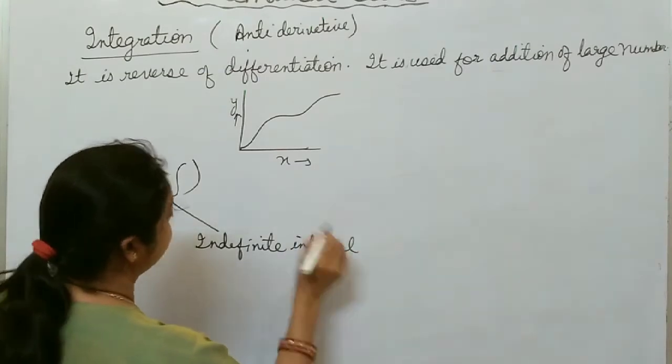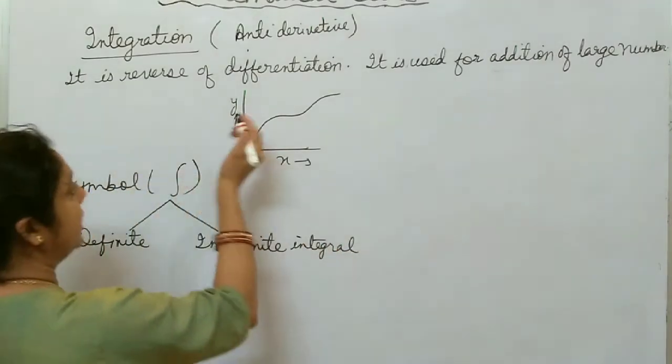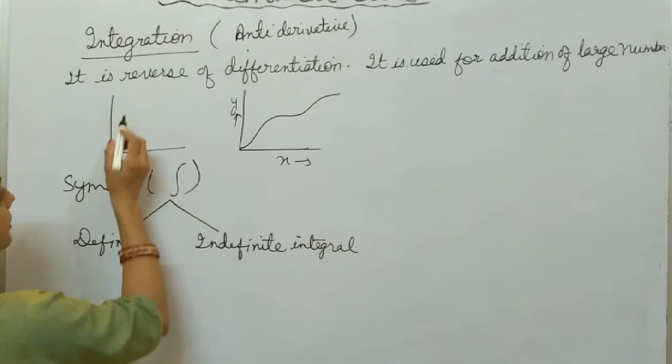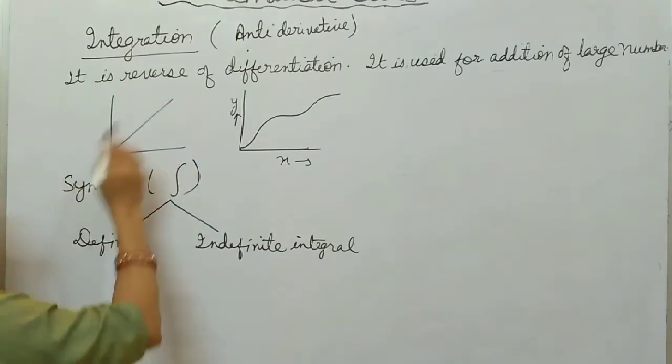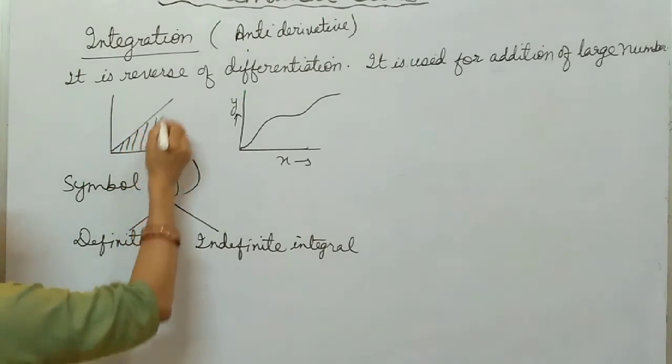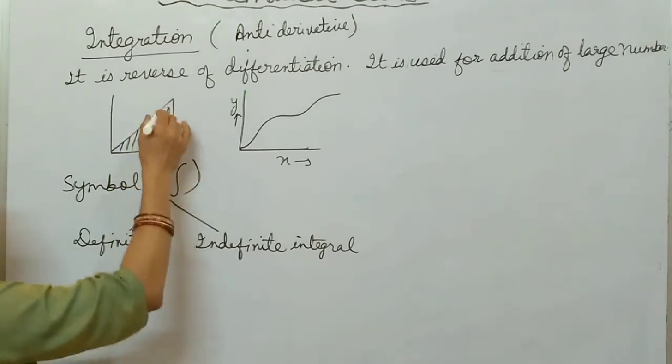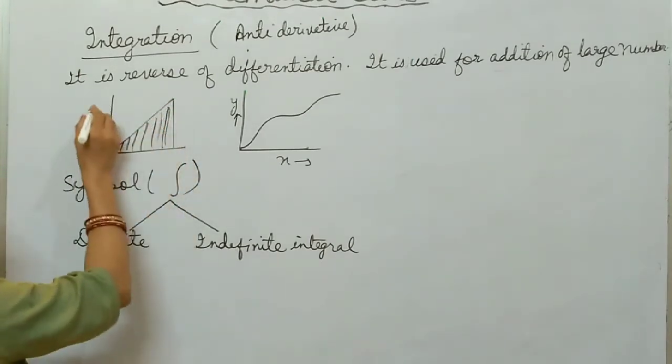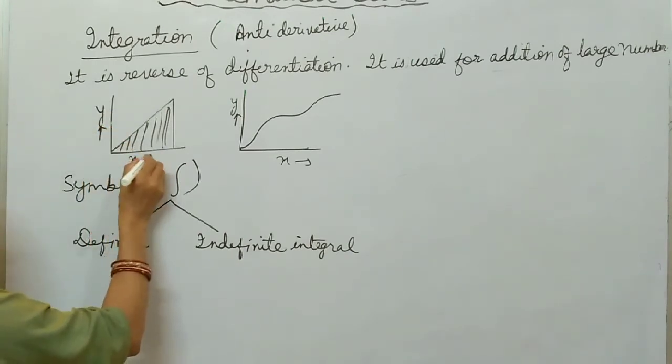So what is this integration? First, suppose it is uniform motion, the graph is like this one. You can easily calculate the area under this graph. This is a straight line, so you just take the area of a triangle. Here is y, here is x.